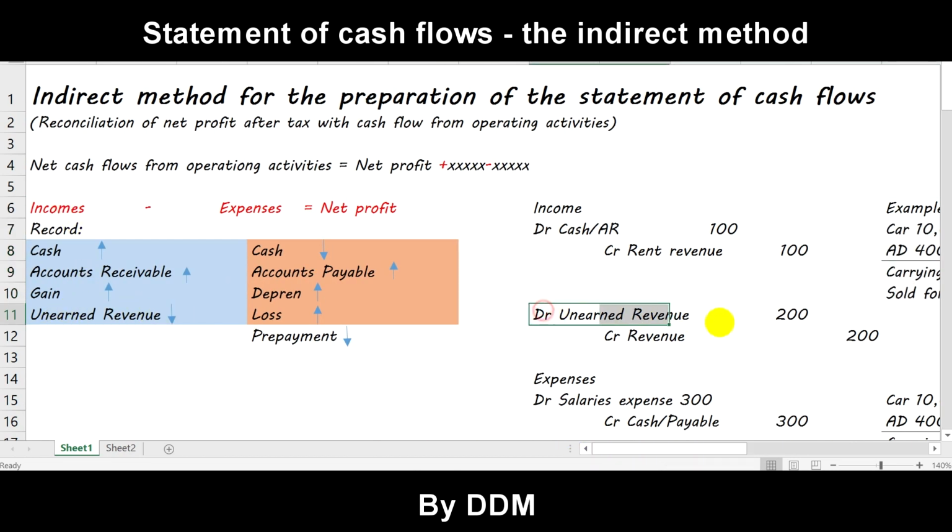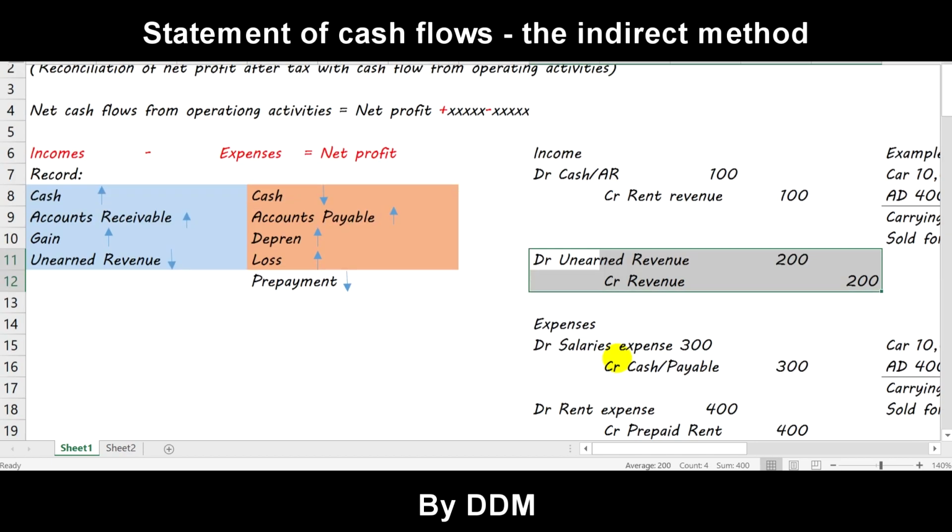Unearned revenue, if we made some revenue from unearned revenue, that will increase our income. For example, we reduce our unearned revenue by fulfilling our obligation, by providing service or by providing goods. So in this case, we debit unearned revenue, for example, $200, and credit revenue for $200 as well. So the decrease in our liability, unearned revenue, can also be attributable to the increase in our revenue.